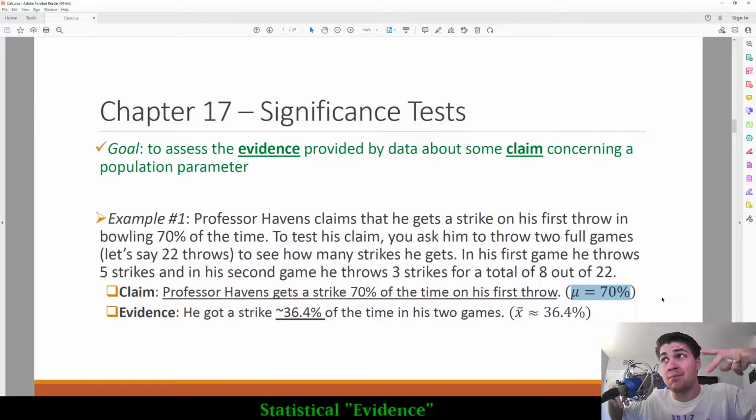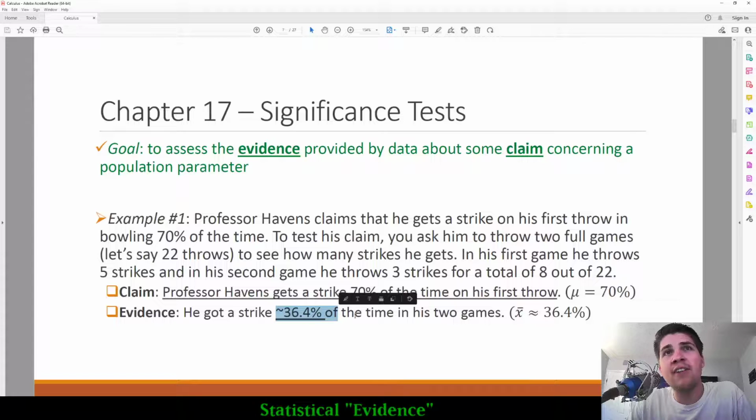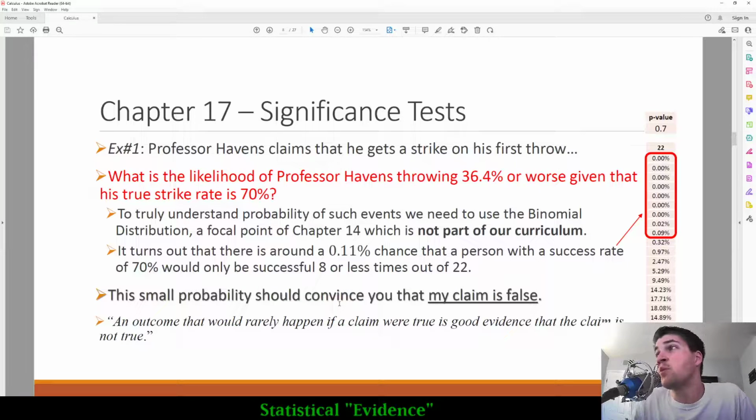Maybe we just think it may be either lower or higher, but it's not that. And these are what are called one-tailed and two-tailed tests. We'll get back into this a little bit later. But what you can tell in this case is that these are very different. This is strong evidence that Professor Havens does not have a 70% strike rate, because his given evidence displays a much different result. And so we actually want to do math, though.